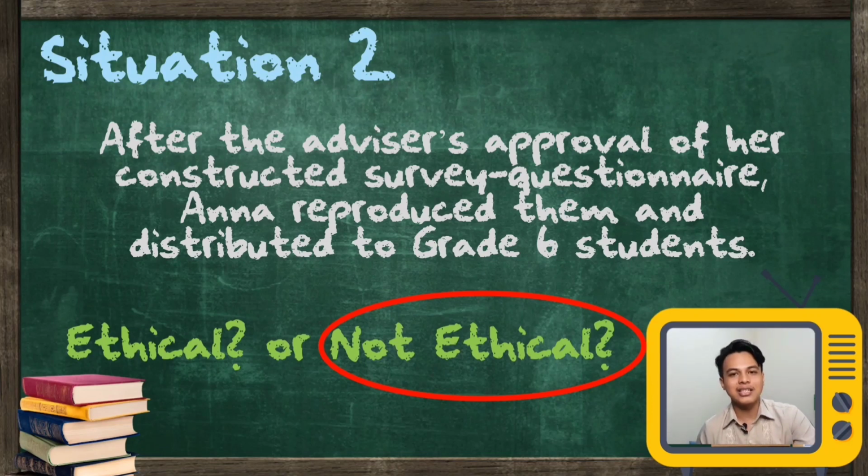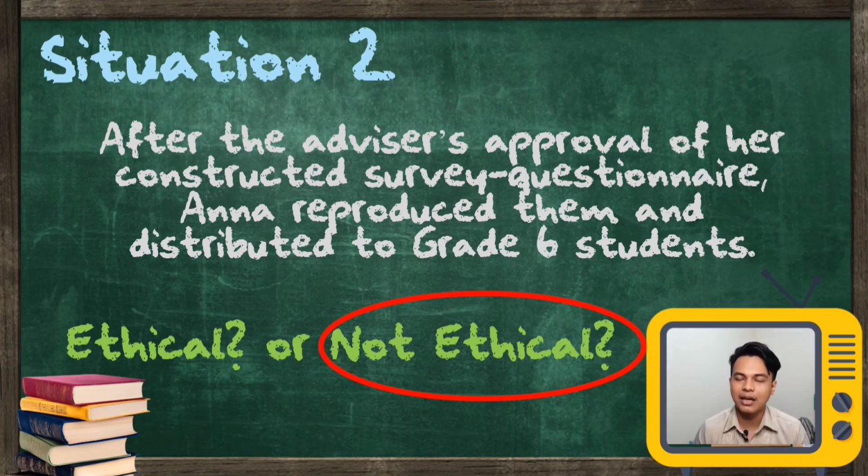Kasi grade 6 students are minors. So dapat bago tayo mag-distribute ng survey questionnaire, dapat mag-seek muna tayo ng parental consent. Kailangan ma-inform muna natin sila sa objective ng research, bakit sila yung naging respondent, ano yung extent of participation nila, hanggang saan lang sila magpa-participate. So we have to ensure them na safe yung information na ibibigay nila. So hindi pwedeng pagka-approve ng survey questionnaire, distribute agad, pasagot agad. Meron pa tayong mga consent forms na kinakailangan.